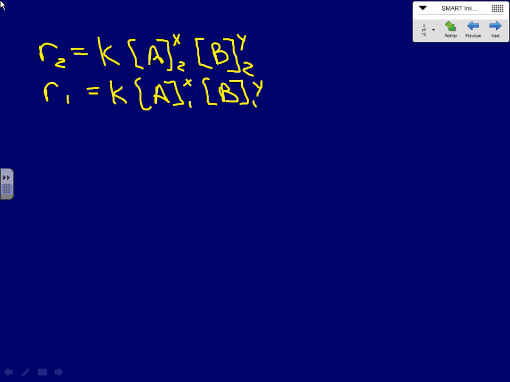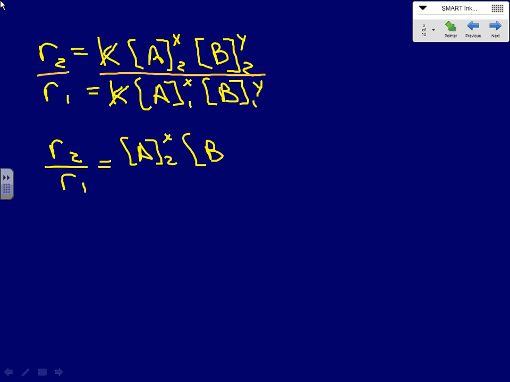I'm going to do a little cheat move here. I should rewrite it with 1 equal sign, but in the end, I just want to divide these two things. All right? And I'm going to be able to cancel out the k's, because I don't want to have to deal with the k's at the beginning. And that's going to give me an expression of rate 2 divided by rate 1 is equal to the concentration of A2 to the x, the concentration of B2 to the y, over the concentration of A1 to the x, concentration of B1 to the y. All right?